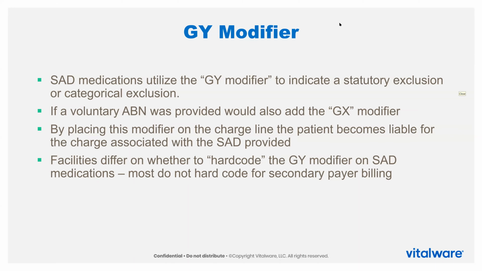I have seen facilities do a GY and a GZ as in Z, meaning that they are not only a statutory exclusion, but I'm going to make it a provider liability. Meaning I'm going to shift the cost back to us. I'm not going to put it on the cost report. This is the cost of doing business, and it is not an allowable cost on your cost report. On to the next one, Dusty.